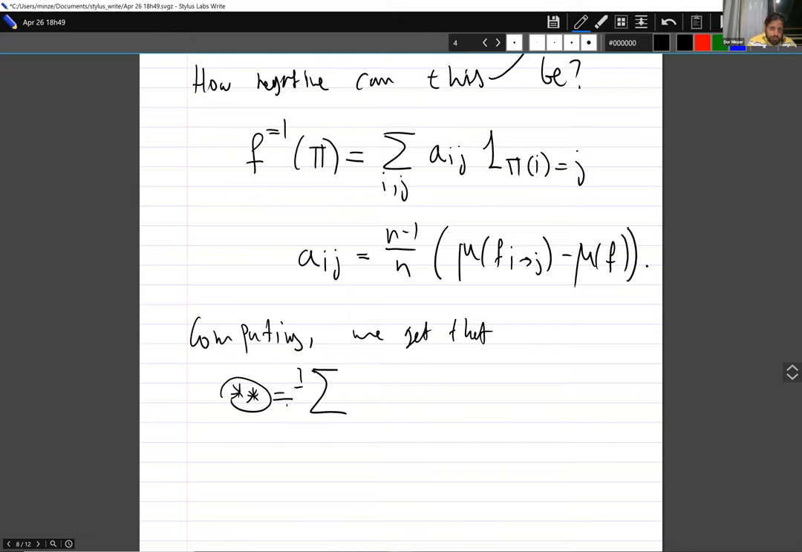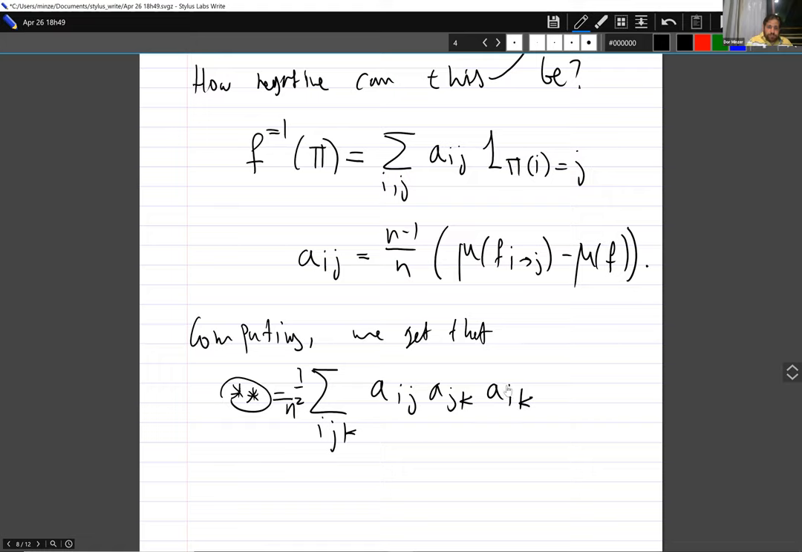So there is some normalization factor 1/n² times the summation over i, j, k of the coefficients a_ij, a_jk, and a_ik. And this is kind of interesting because it's three restrictions that are compatible with products. Because if I have some permutation that takes i to j, some permutation that takes j to k, then I know that the product takes i to k. So this is a good sign.